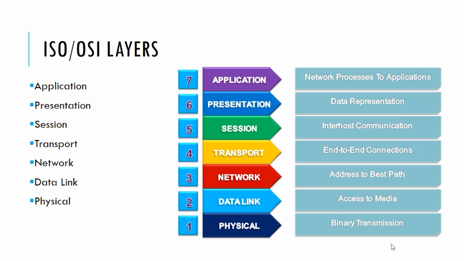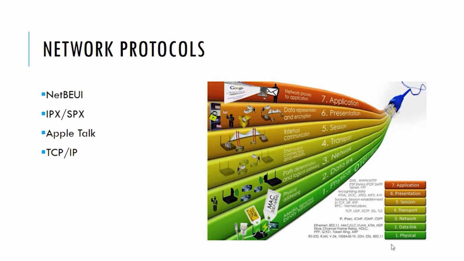The network is responsible for addressing and routing, finding the best path for the data to go through based on the address of each machine. The data link is responsible for accessing the media and avoiding collisions. The physical is responsible for the binary transmission of ones and zeros, representing the data in electrical form or in light form if we are going to use the fiber optic cables.